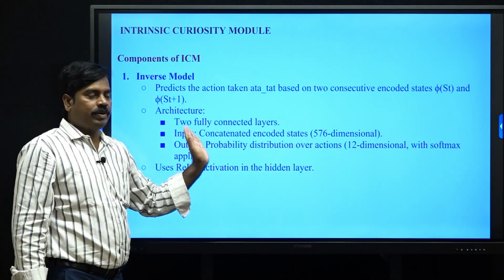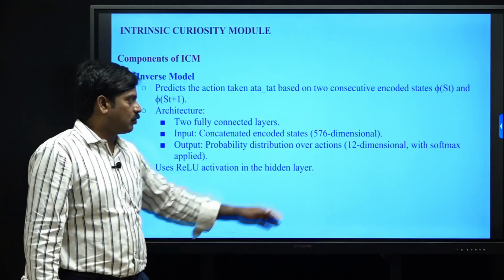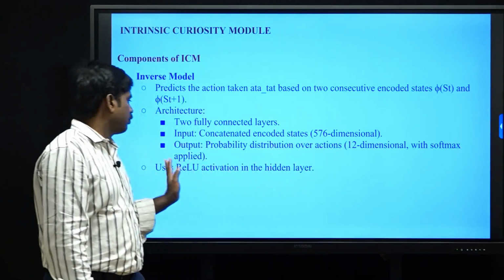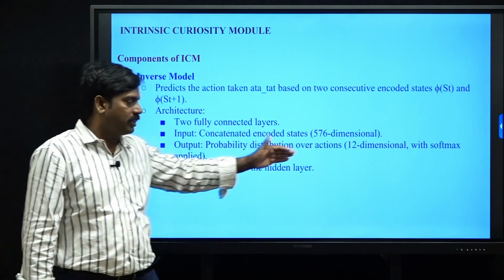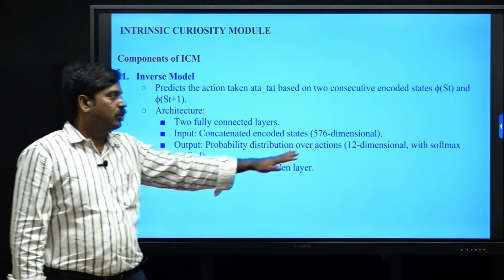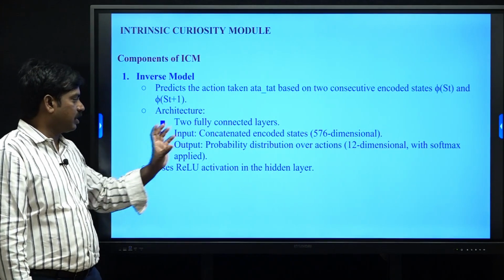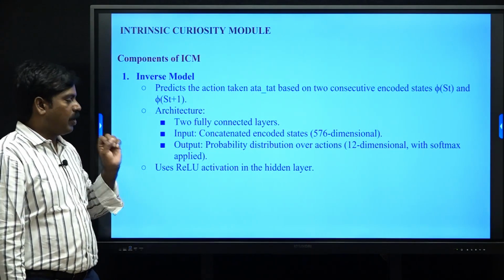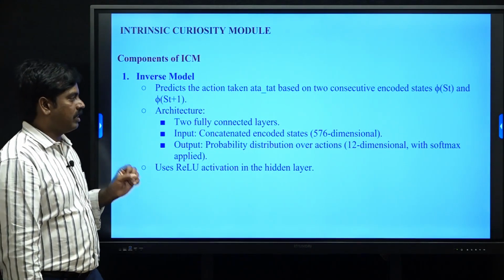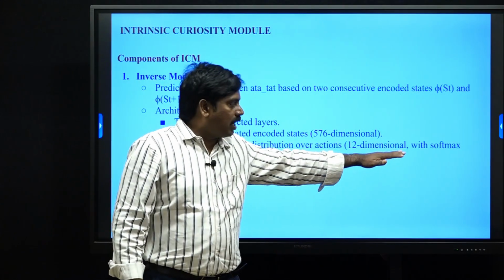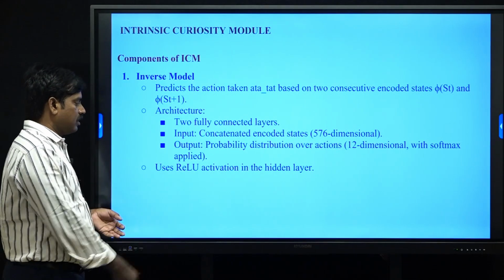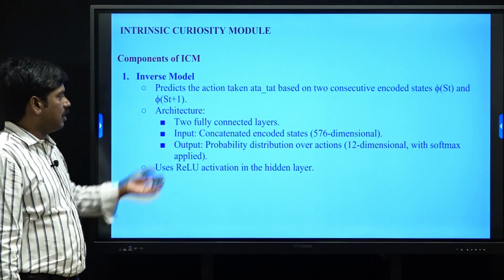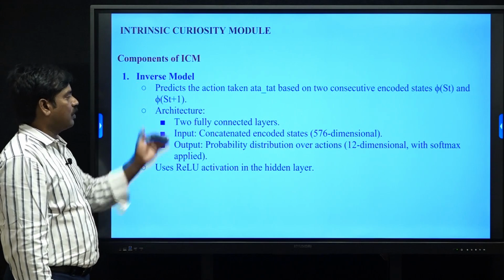It predicts the actions, so the output is 12 dimensional with softmax applied. In Super Mario games we have 12 actions, so the output is 12 dimensional. We apply the softmax to get the probability distribution of the actions. That is why we use the softmax activation function in this layer. The first layer uses the ReLU activation function. So, this is the inverse model.